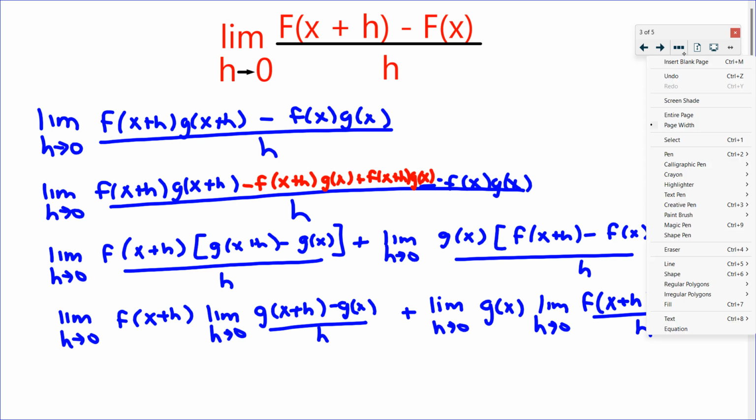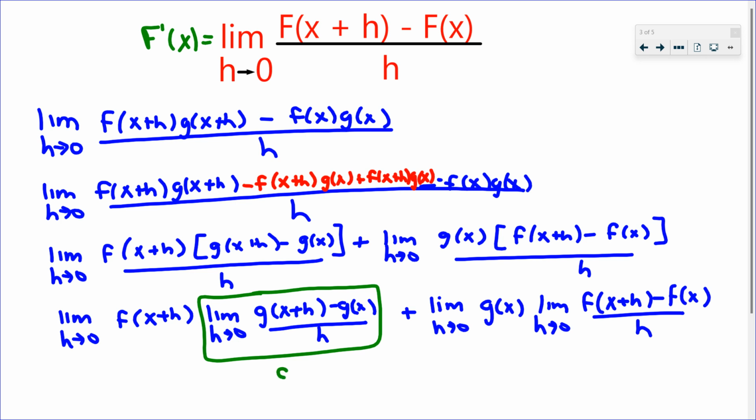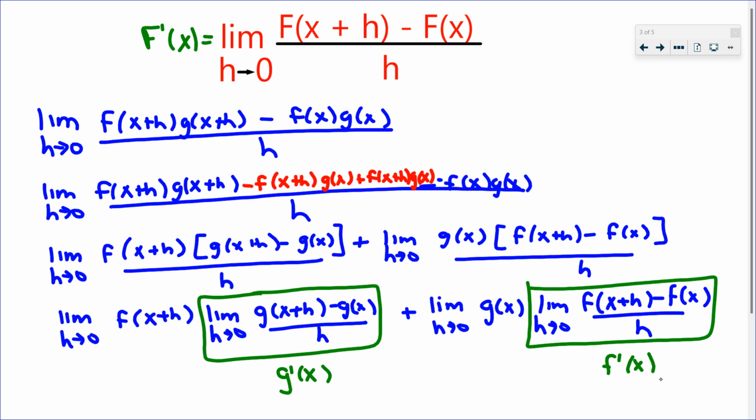If I look at where I started with the definition of tangent number 2, this is how I find the derivative of F(x). So F prime of x is this limit. So if I look at this piece right here, following the template, the limit as h approaches 0 of g(x+h) minus g(x) over h, this would just be the derivative of g(x). This part right here is tangent definition number 2, and I know that that's f prime of x. So I know that that is the definition of a derivative.